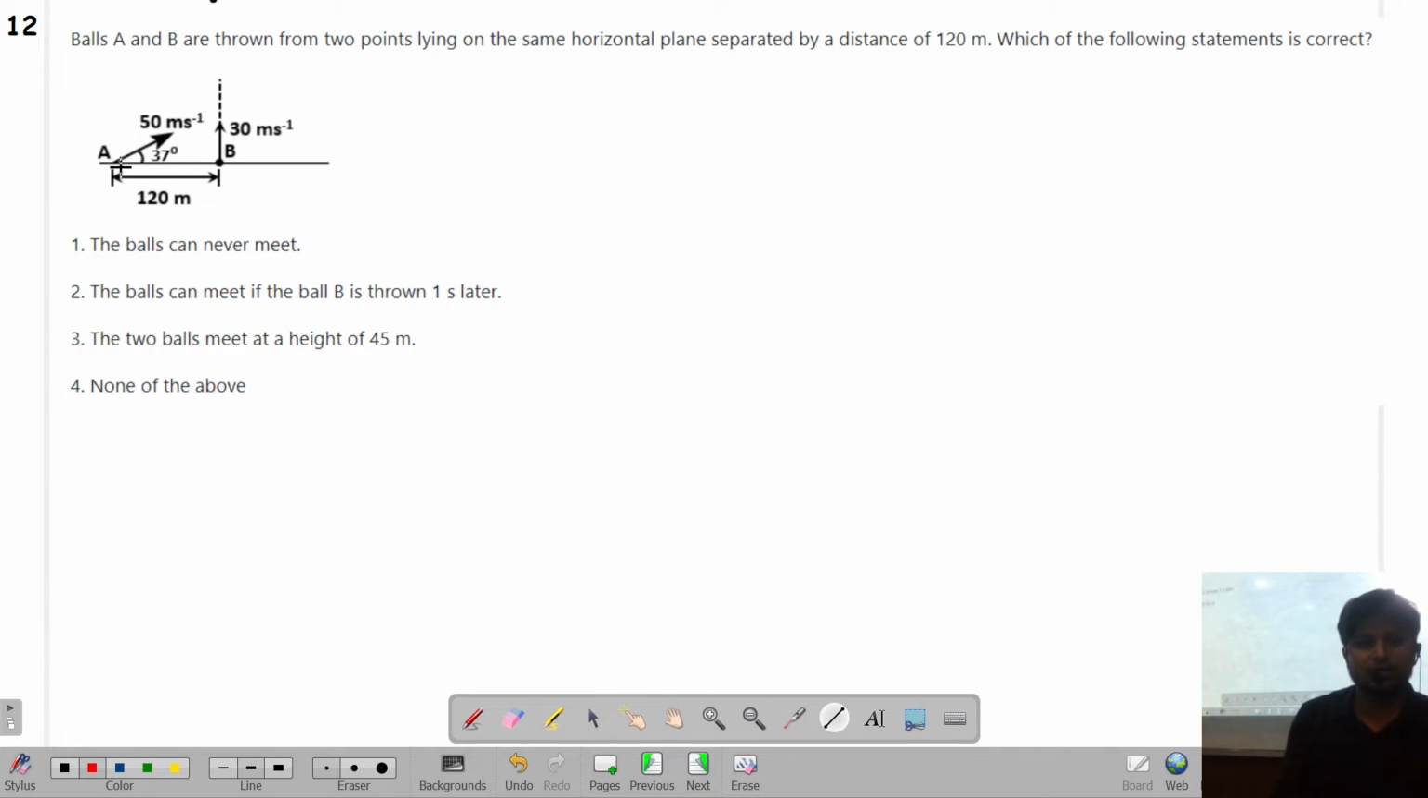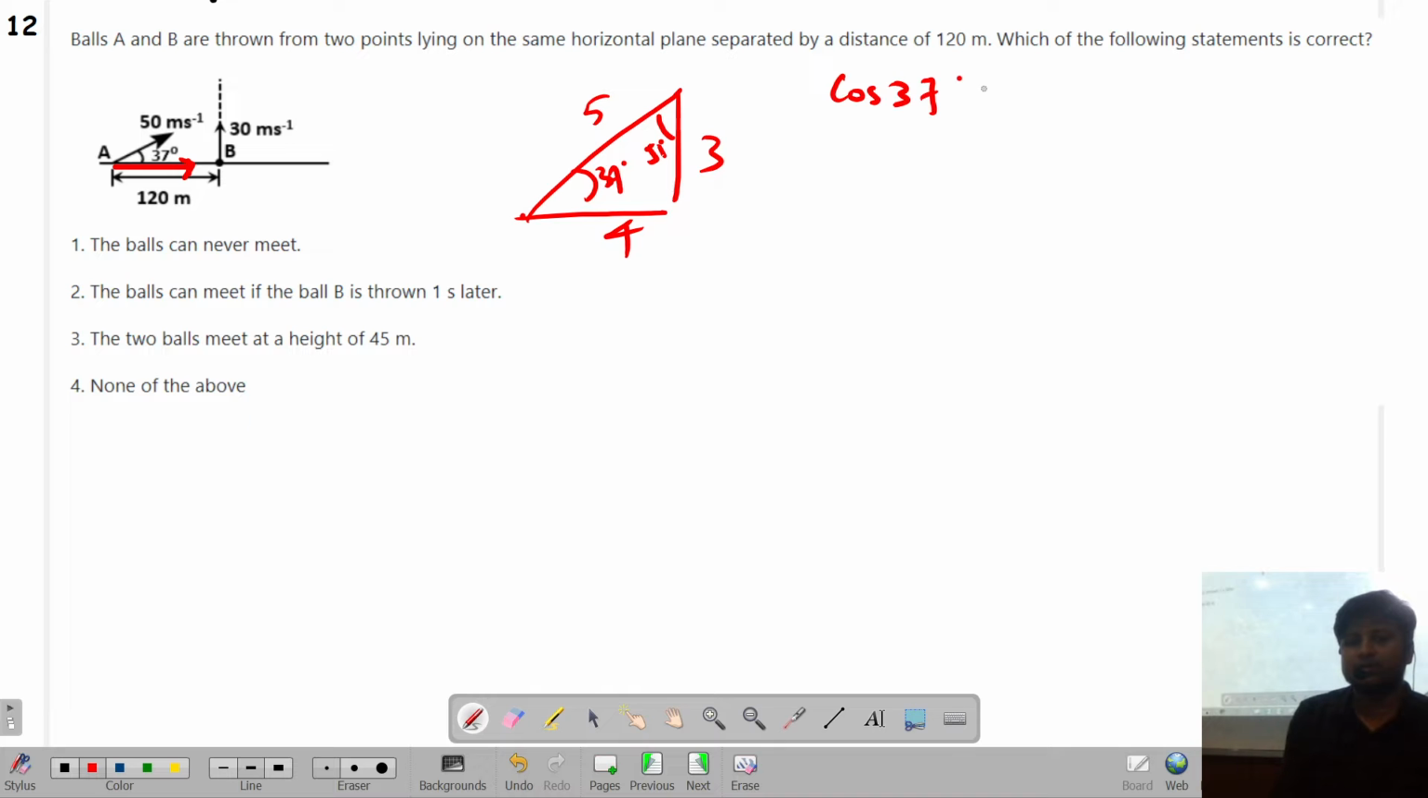What will this be? This is u cos theta. The rule is what? 3, 4, 5, 37, 53. Cos 37 is how much? 4 by 5. Got it or not? Sin 37? 3 by 5. Got it or not? Okay, put it over here.